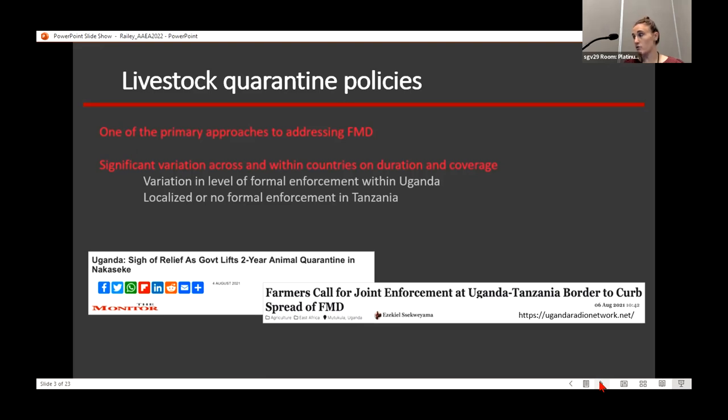In contrast, in Tanzania, which is right there on the border and where we're looking, despite these open borders and fluid movement between the two countries, both formally and informally, any type of enforcement of movements or closing of livestock markets is going to be done locally and somewhat informally. And here there's just two newspaper clippings within the past year about some of the press that goes around the quarantines. This one here explains that it's a two-year animal quarantine that was just lifted. This is not uncommon to see this duration, as well as joint action at the border, just because they are so interconnected.